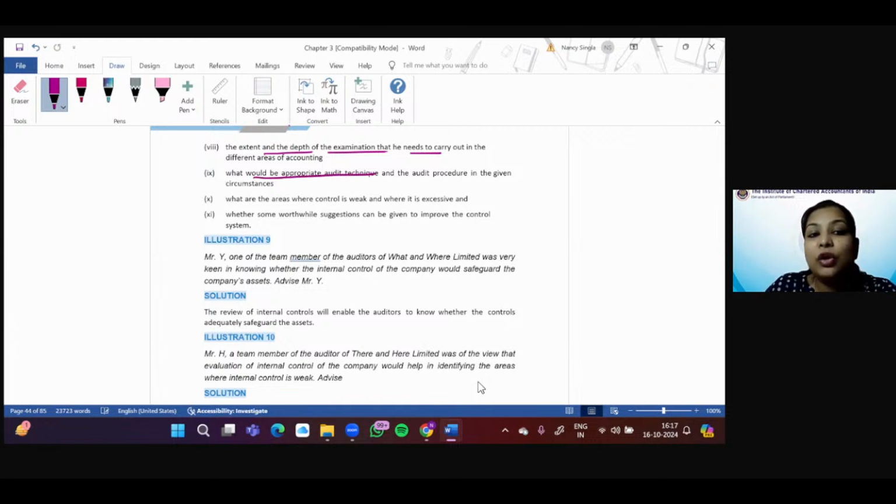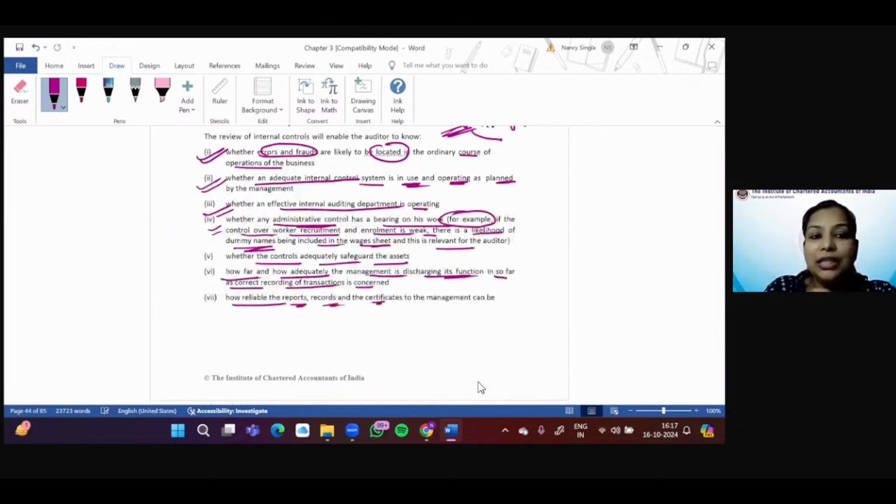What would be the appropriate audit technique and audit procedure in the given circumstances, whether to rely on the internal control or not? What are the areas where control is weak and where it is excessive? Where the control is weak, the auditor will not rely or he will perform more substantive procedures. Where the controls are very much effective, he may decide to rely on the internal control and do a little checking. Whether worthwhile suggestions can be given to improve the control system.